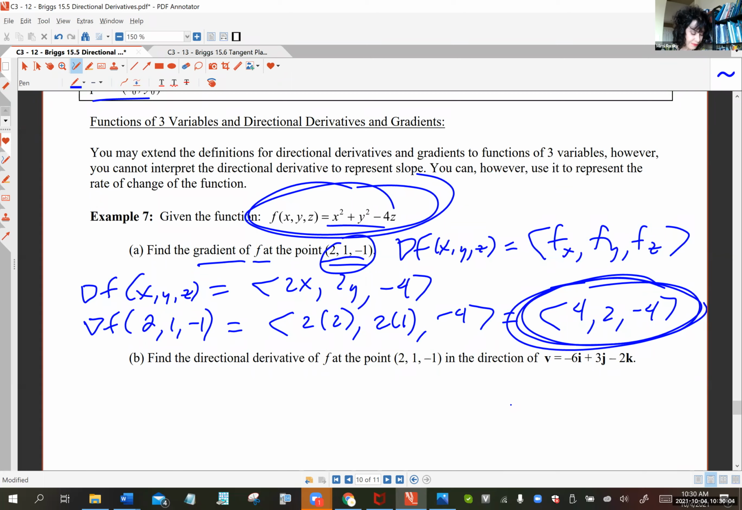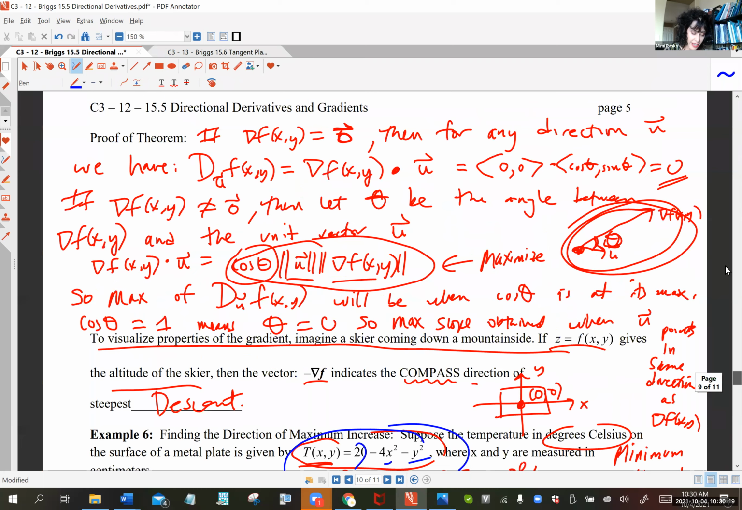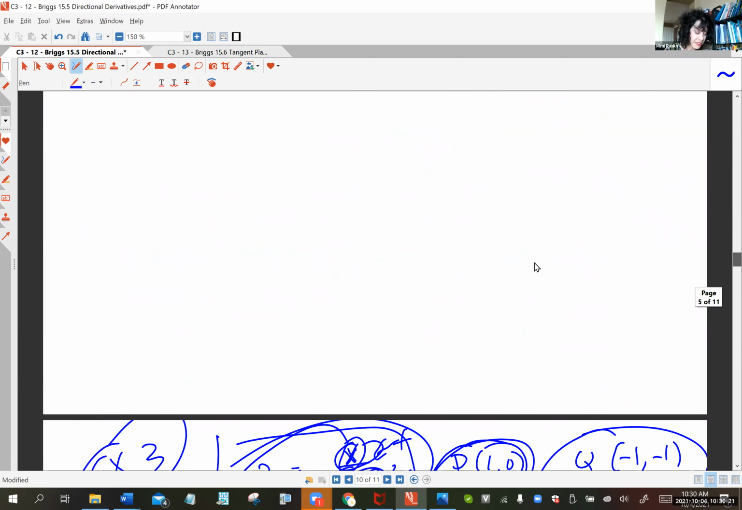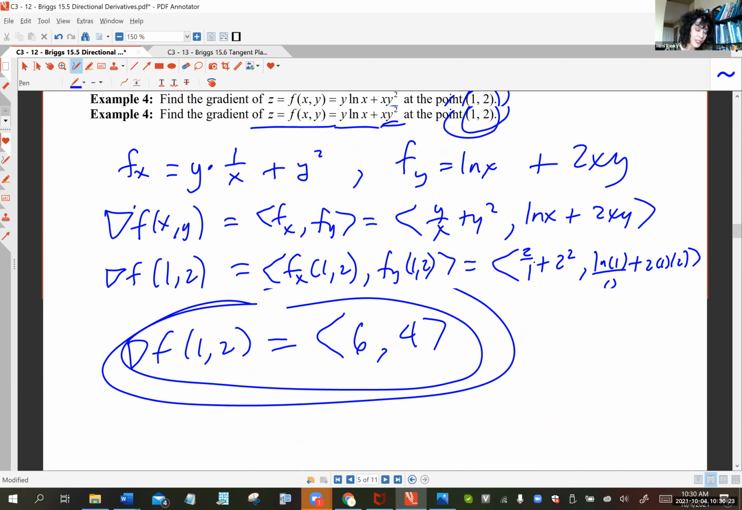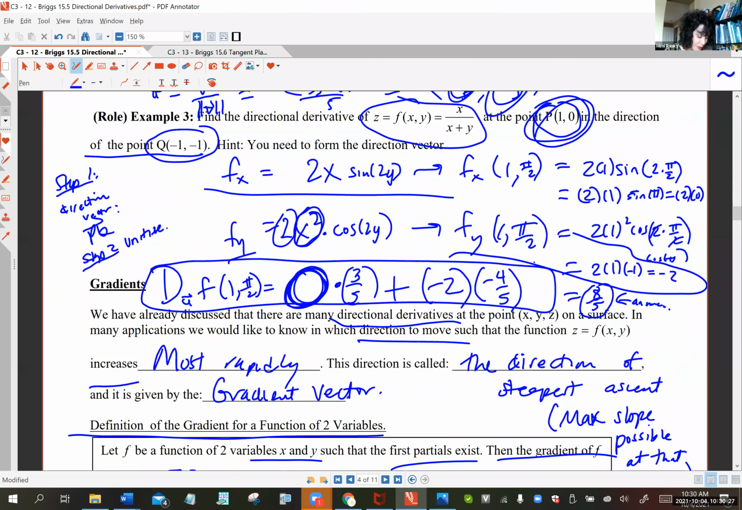Cool. Let's find a directional derivative of f at the point (2, 1, -1) in this direction, v. Now, remember, when you're doing directional derivatives, the all-important thing, I want to make sure you get this because this is going to be on your midterm. It's going to be on the final. And yes, I'm going to try to trick you. I'm going to try to trick you, people.